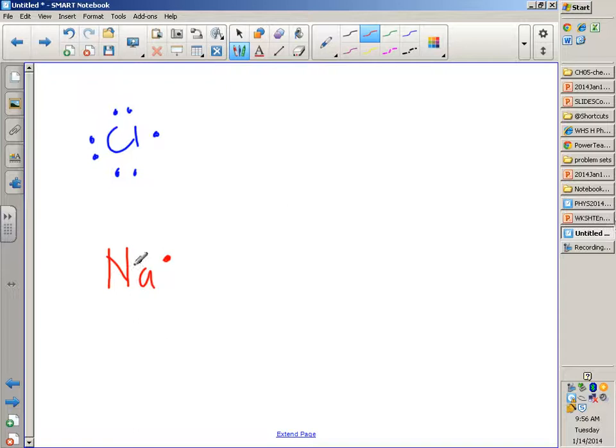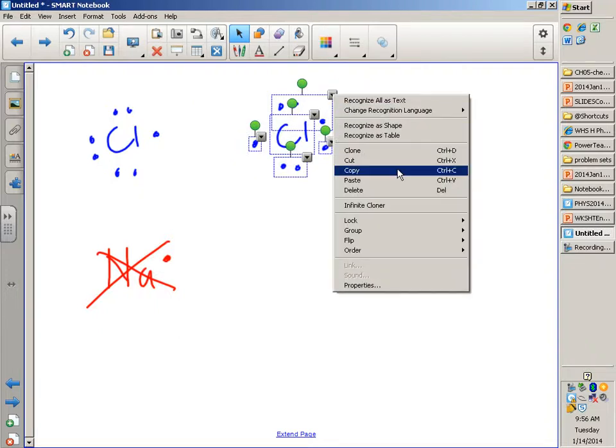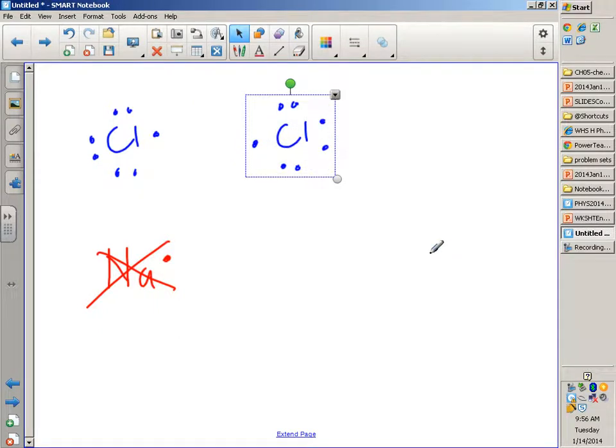However, the story changes now, right? There's no sodium around. The only thing that's around is another chlorine. And this chlorine, just like the previous chlorine, right? 7 valence electrons. There we go. Right? So this is one big group. We'll make that into a big group like this. Okay, so the original chlorine that we drew is desperate for another electron.